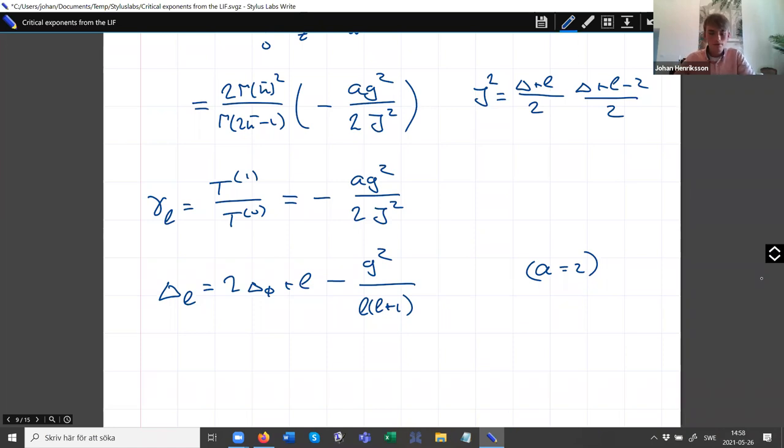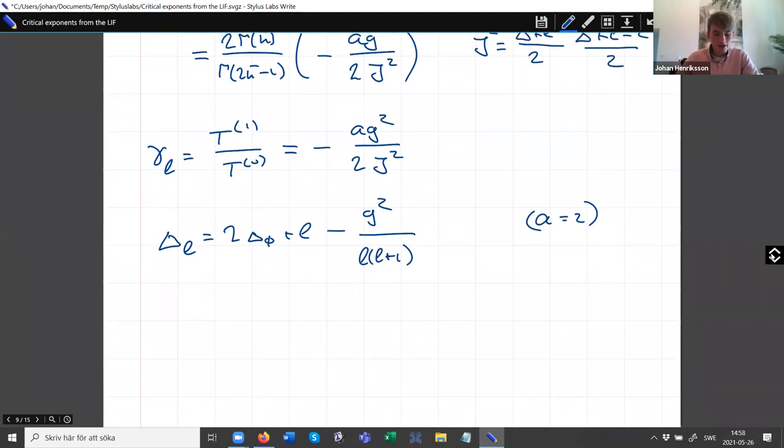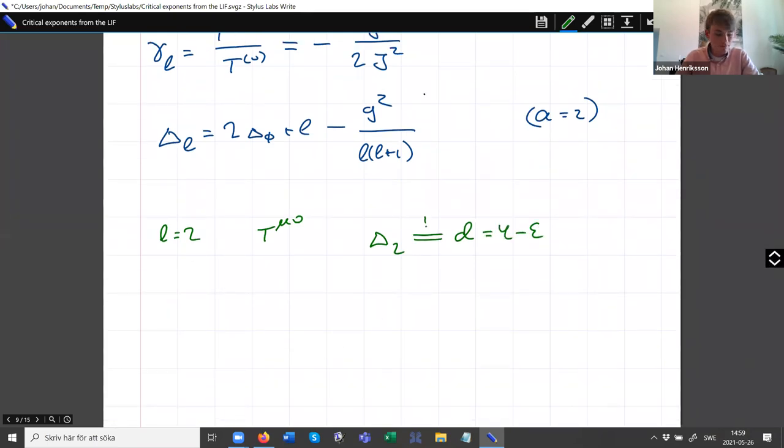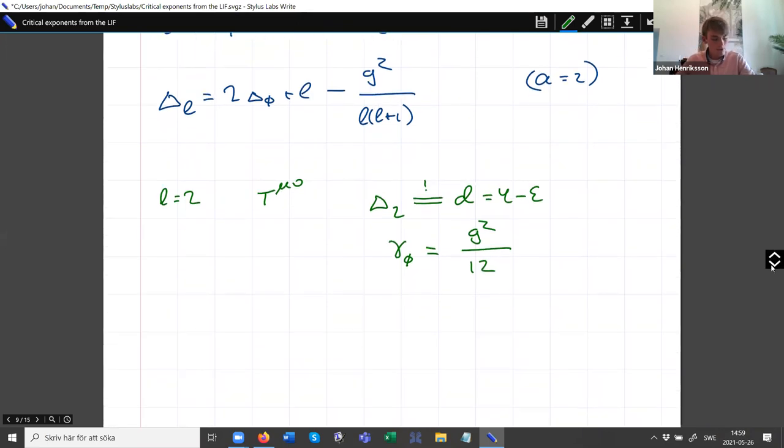Okay. This is great, but it still depends on our two free parameters, G explicitly here, and then also gamma phi inside delta phi here. But remarkably, there are now two consistency conditions we can use to fix these free parameters. So at spin 2, the operator is actually nothing else than the stress tensor, which means that the dimension must be equal to D, which is 4 minus epsilon. And putting spin to 2 in this formula and solving for gamma phi, you get gamma phi equals G square over 12. So this is quite straightforward.